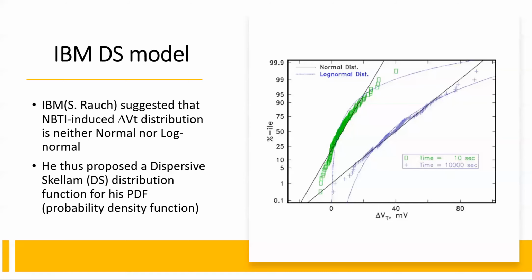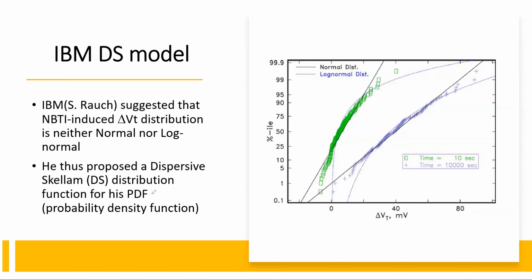And then the IBM DS model, you can look at this data. This is data they fit with a log normal and then a normal. They say the reliability data is neither log normal nor normal, because the tail doesn't fit, only a portion of the distribution fits. This is a short one, 10 seconds, and this is 10,000 seconds, slow defect, fast defect. They find out it's neither this nor that, and they propose a dispersive skeleton TS model.